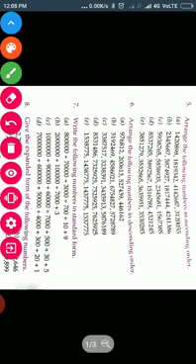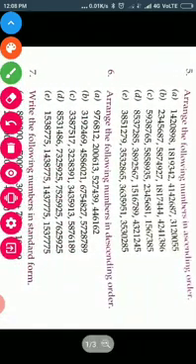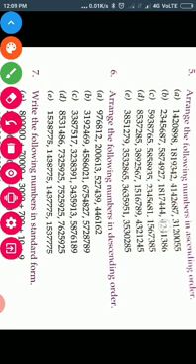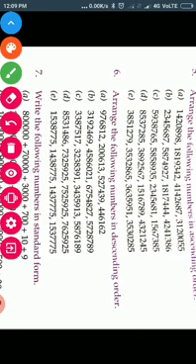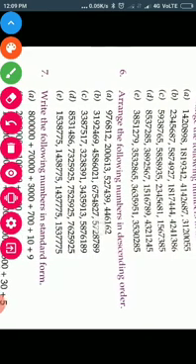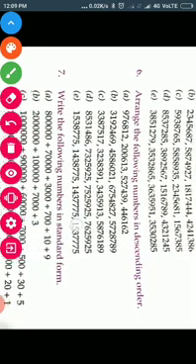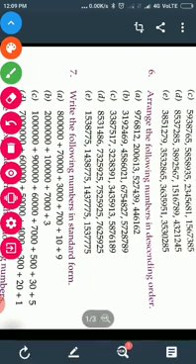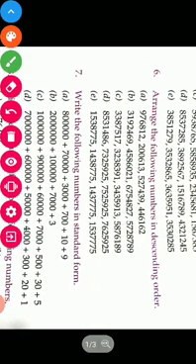Next we'll see, arrange the following numbers in ascending order. Ascending order means from smaller to greater, or from smaller to bigger. Okay, next one, arrange the following numbers in descending order. Descending order is just the opposite of ascending order, means here we'll arrange the numbers from greater to smaller.